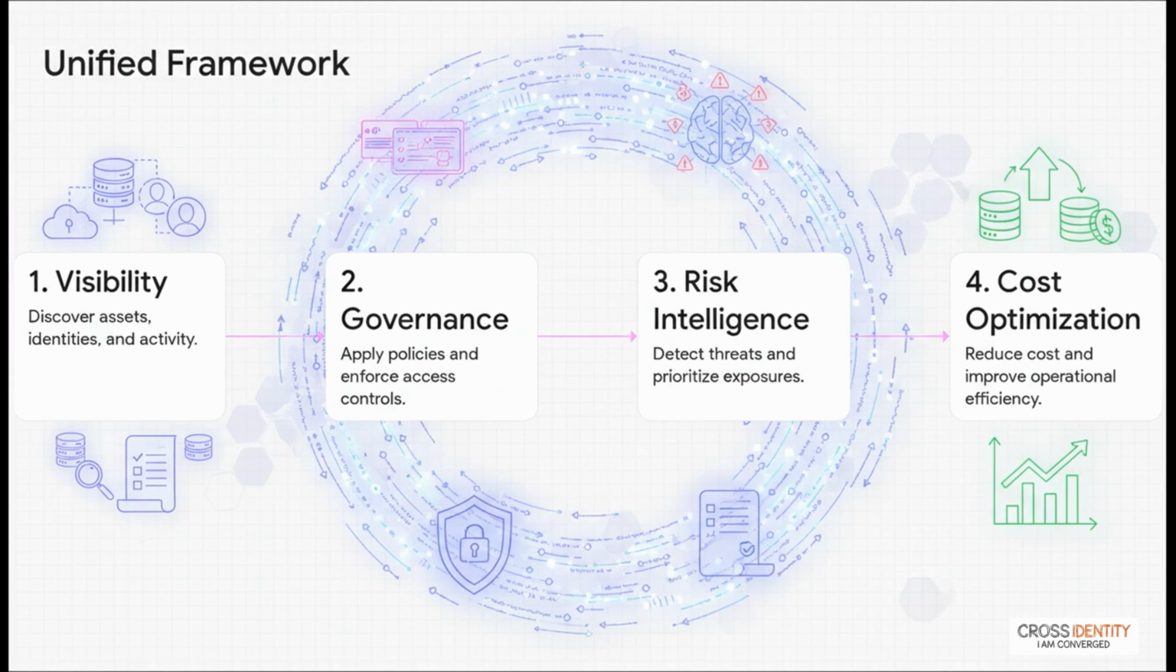So what's the fix? Well, you need a unified approach, and that's what this four-pillar framework is all about. Each pillar actually supports the next. You start with visibility, then you layer on governance, make it smart with risk intelligence, and then you tie it all back to the bottom line with cost optimization. They all work together in this continuous loop of control. So let's break each one down.